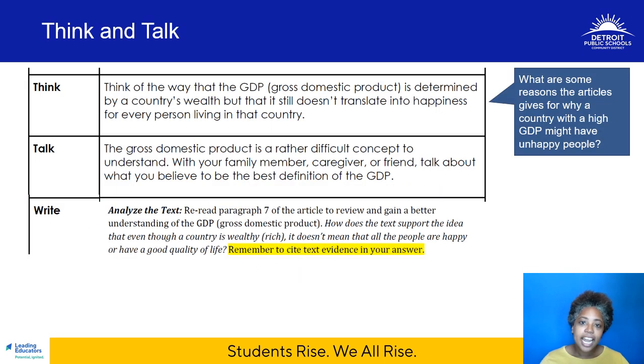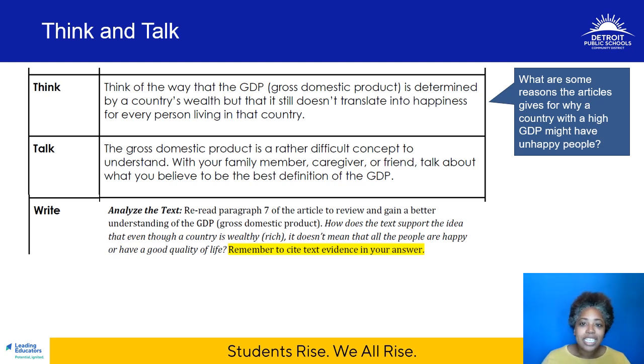Now that you hopefully have a better understanding of GDP, you'll spend the rest of the lesson thinking, talking, and writing about it. First, think of the way that the GDP, gross domestic product, is determined by a country's wealth, but that it still doesn't translate into happiness for every person living in that country. So what are some of the reasons the article gives for why a country with a high GDP might still have unhappy people? Next, I'd like you to think about everything you've learned about GDP today through reading, thinking, and watching this video, and share your definition of GDP with a friend, family member, or caregiver.